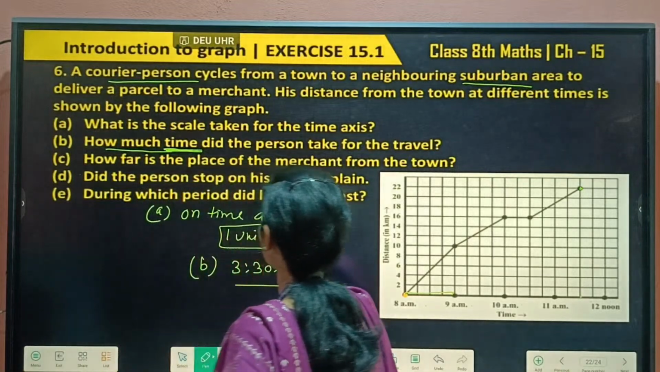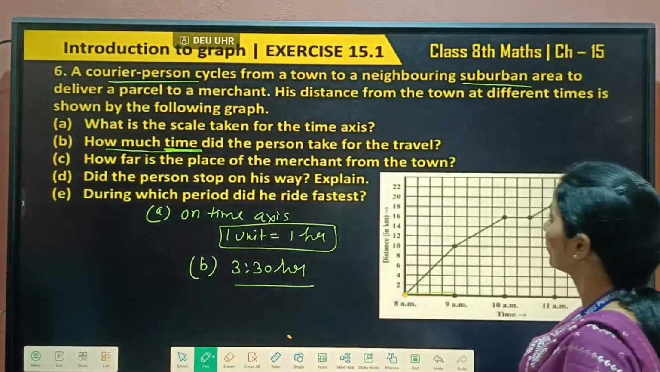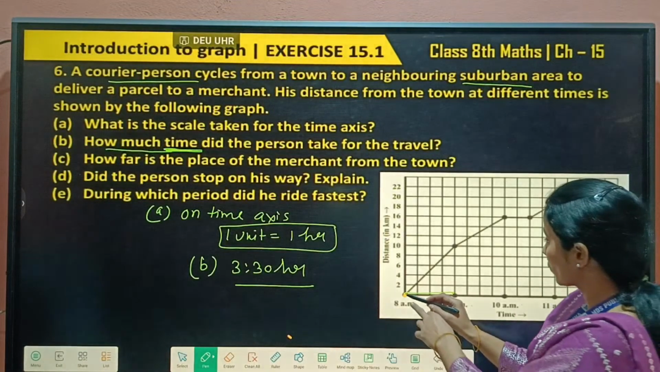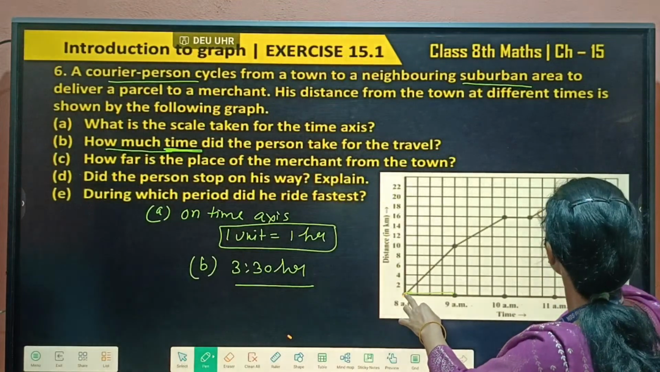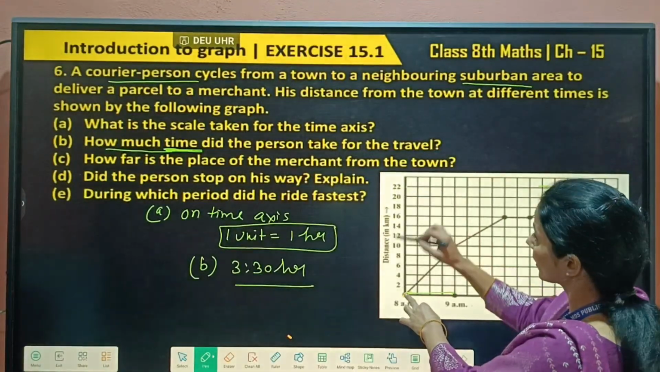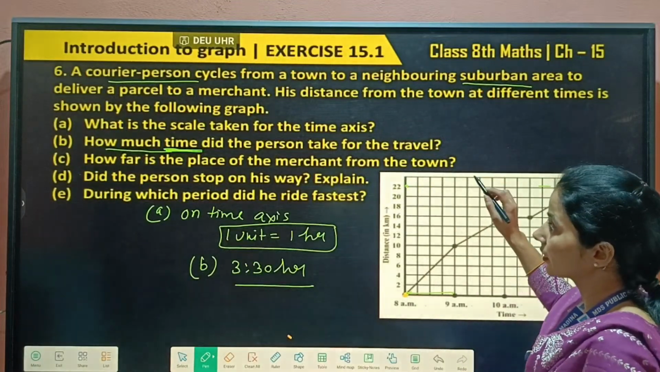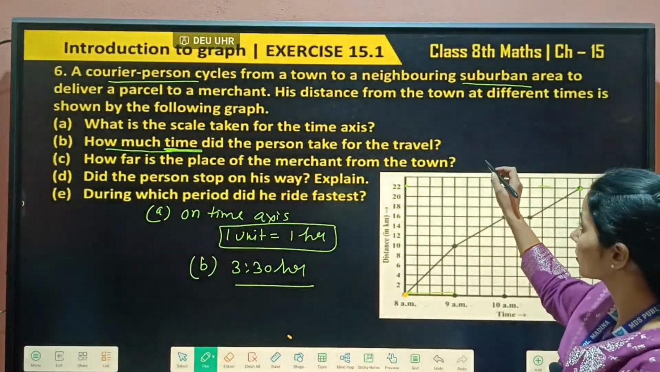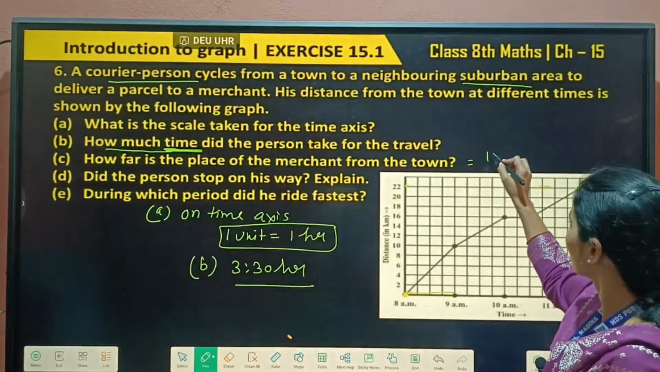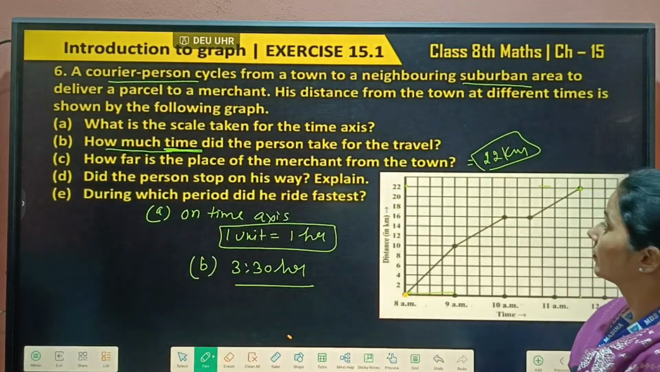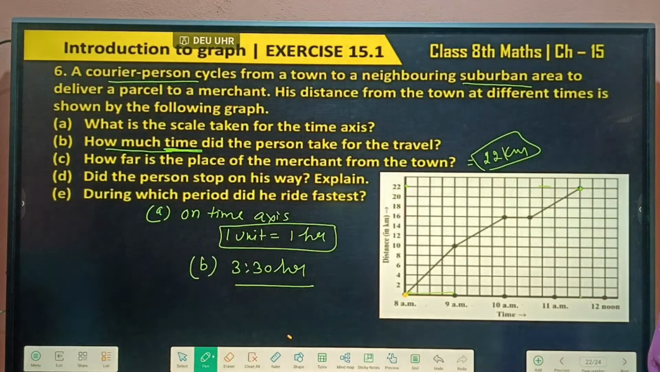How far is the place of the merchant from the town? From there to there he traveled, and it is 20 kilometers. This distance is in kilometers. The place of the merchant was 22 kilometers far away from his house.